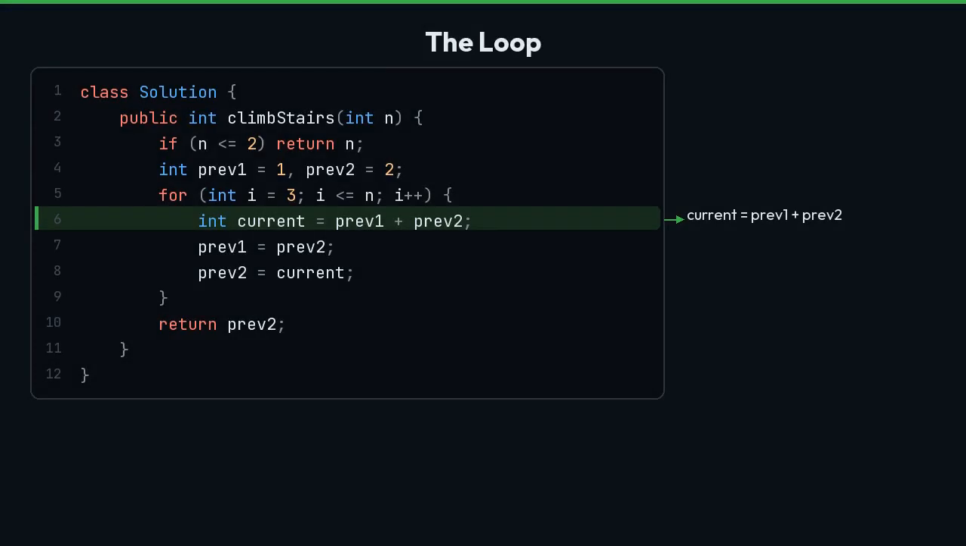We then loop from step 3 up to n. In each iteration, we calculate the current step's value by adding the 2 previous values together. This builds the sequence forward without storing the entire history.